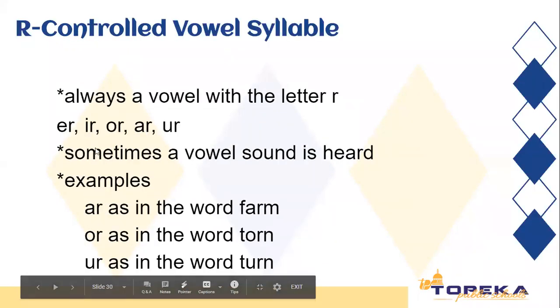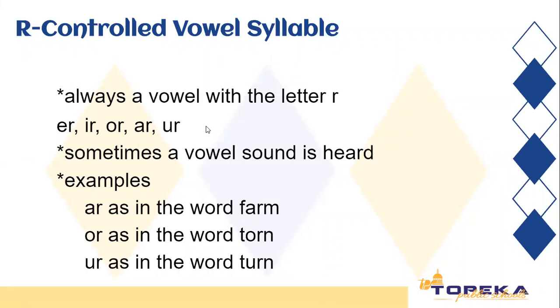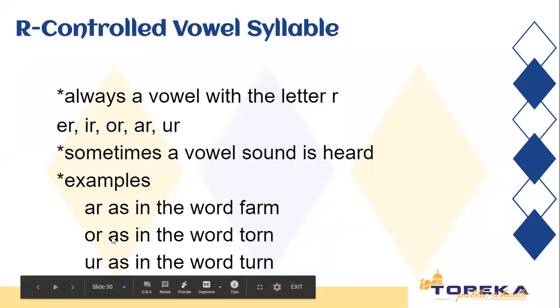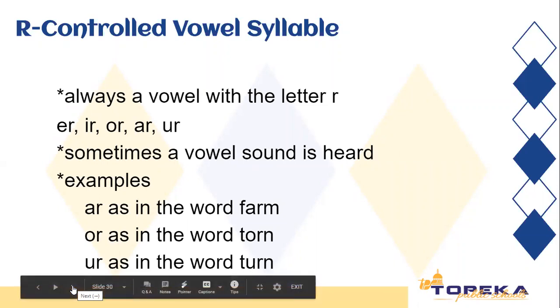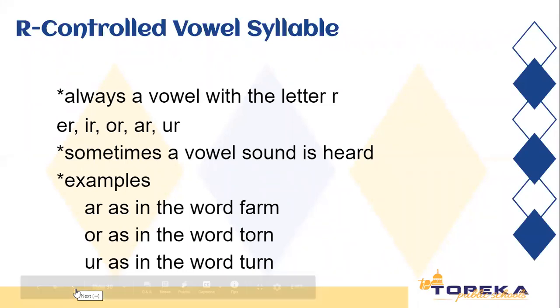Another type of syllable is an R-controlled vowel syllable. Now, this always is a vowel followed by the letter R. We can have any of the 5 vowels with the R: the E, the I, the O, the A, or the U. Sometimes the vowel sound is heard, and sometimes it is not. So let's look at the examples to see how that is. And sometimes a new vowel sound is created. If I take AR, as in the word farm, I am making a new sound. Notice that R is kind of a pirate sound. OR, as in the word torn. Notice that I do hear that long O. But in the word turn, notice that I do not hear the U, I just hear the R sound. So R-controlled vowels tend to be the tricky one, and 3rd grade students especially need additional instruction on R-controlled vowels because it is a tricky vowel syllable type. So 3rd grade teachers, take note about R-controlled vowels.